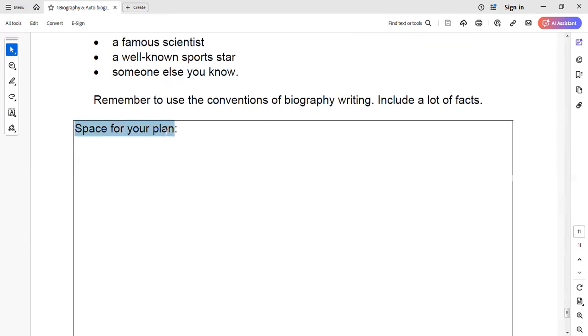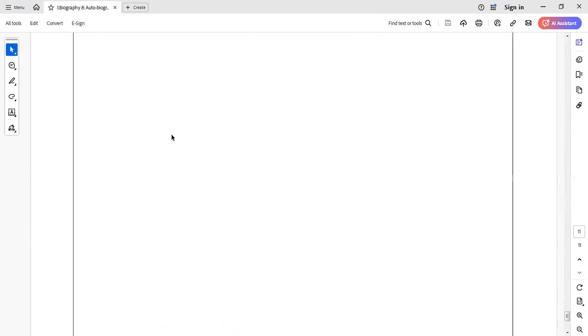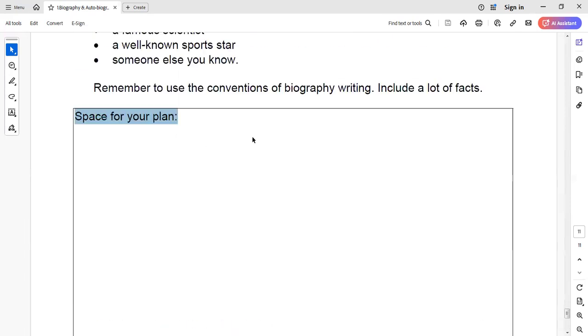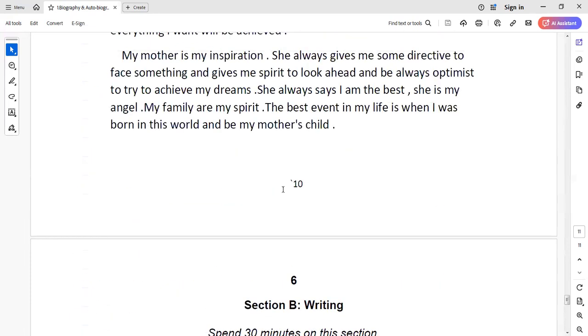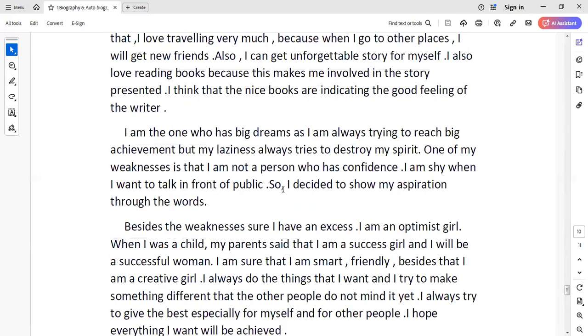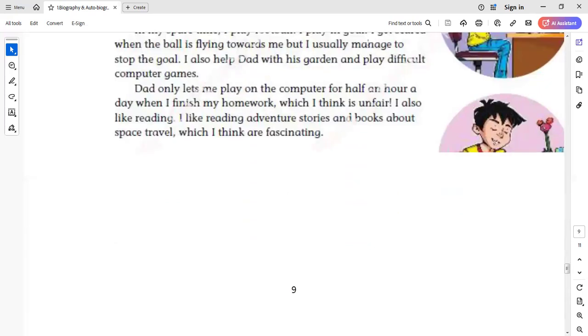It's very important here to plan your writing, because without planning, you will never get a good mark. Planning will help you to organize your writing, to paragraph your writing, to know what you are doing. I hope that this is enough of an introduction for writing a biography or autobiography.